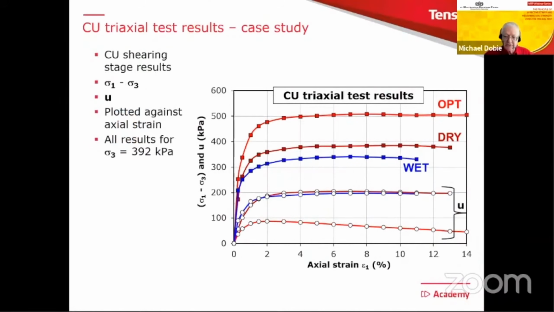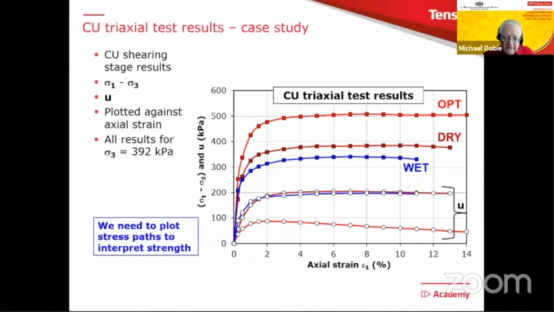So here we can see the results plotted against axial strain, and you can see how the optimum specimens are giving a higher shear resistance, a higher deviator stress, and how the water pressure drops rather than stays constant compared to the other ones. Of course, there will be similar results for the other cell pressures. This is only for sigma 3 of 392 kilopascals, which is quite high, of course. But let's look at the stress paths, much more interesting.